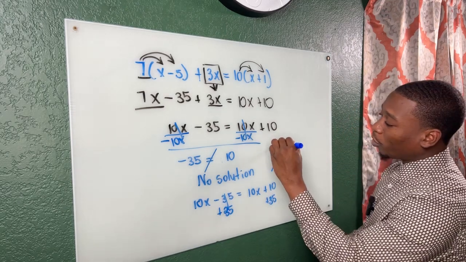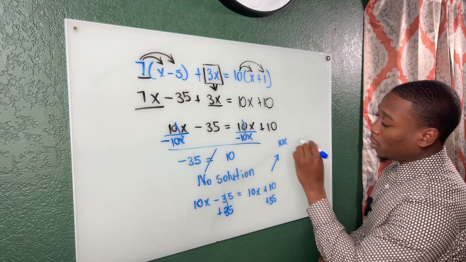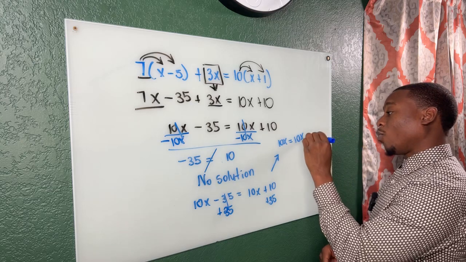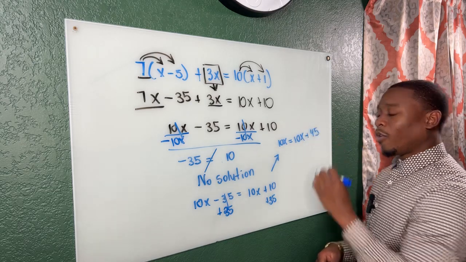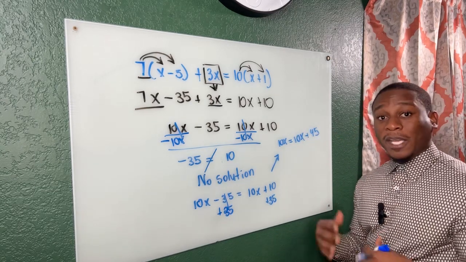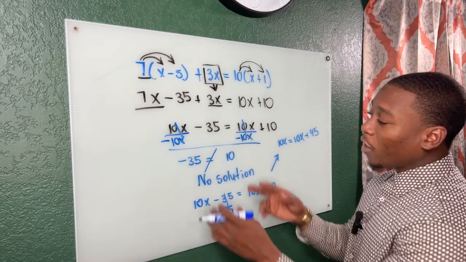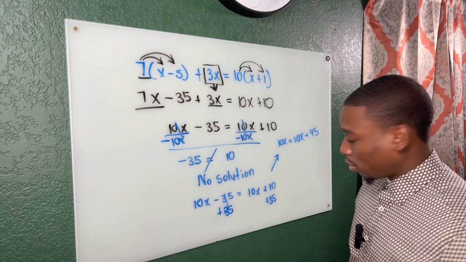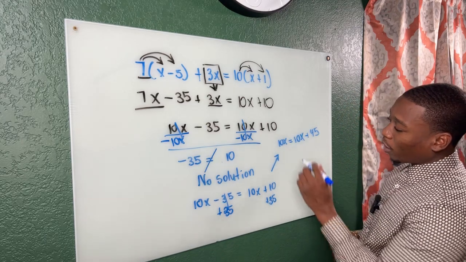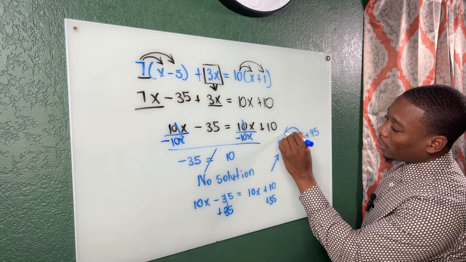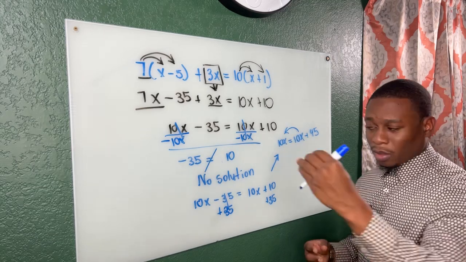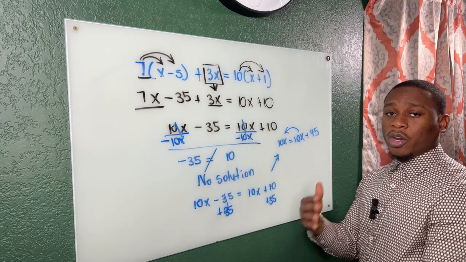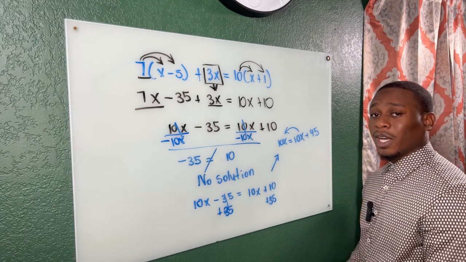So what we would have would be 10x is equal to 10x plus 45, right? Because we know solving equations is more than one way to solve, and everyone may not get to this step and understand, hey, this is no solution. So when we do it this way now, I'm going to combine my x's, and always remember, your variable needs to be on one side of the equation, and the numbers with no variable need to be on the opposite side of the equation.